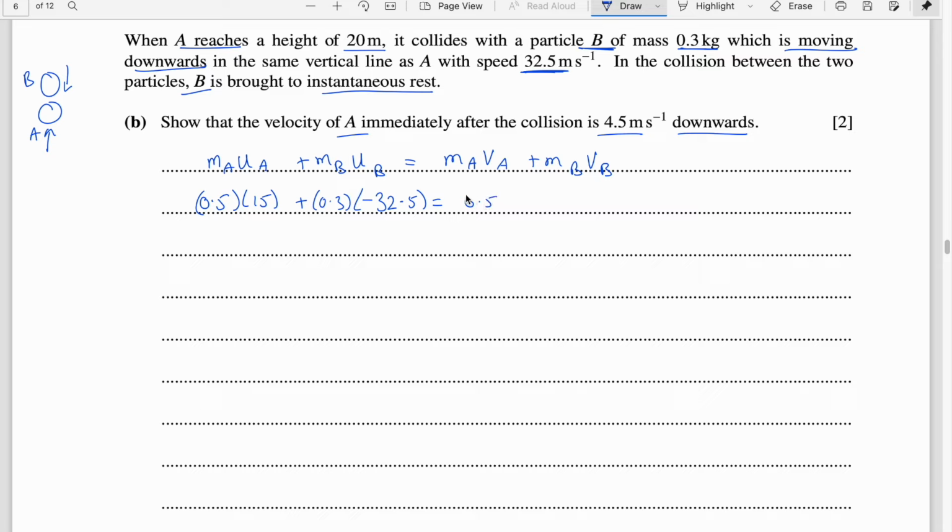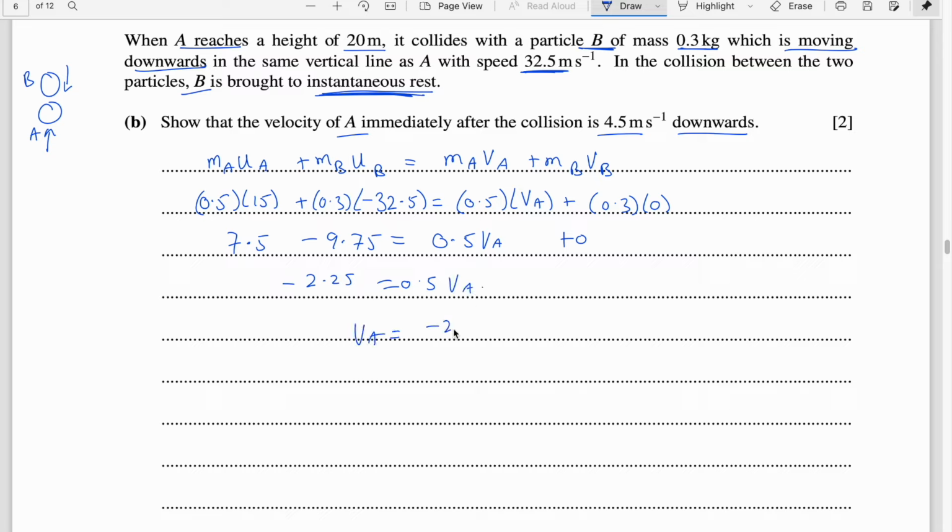Mass of A is 0.5, velocity of A unknown, and when B comes to rest, mass is this and velocity is 0. B was at rest. Now we simplify. 7.5 minus 9.75 is equal to 0.5 velocity of A plus 0. So minus 2.25 is equal to 0.5 velocity of A.